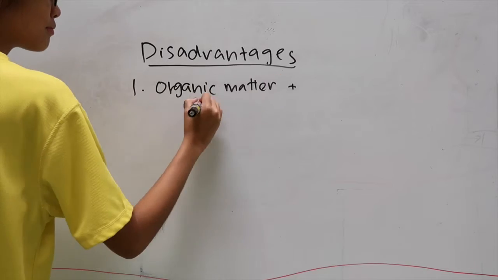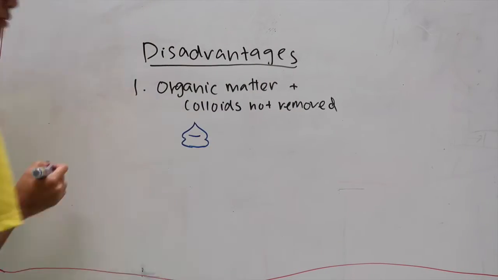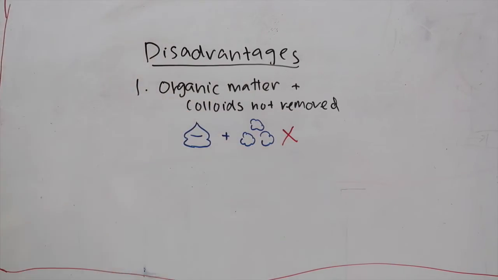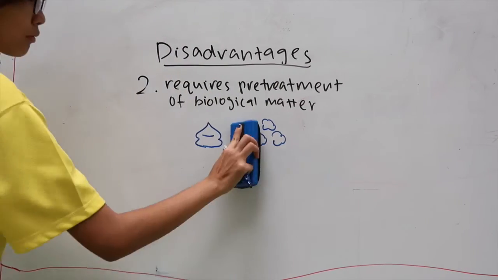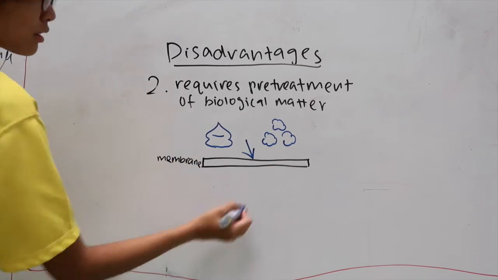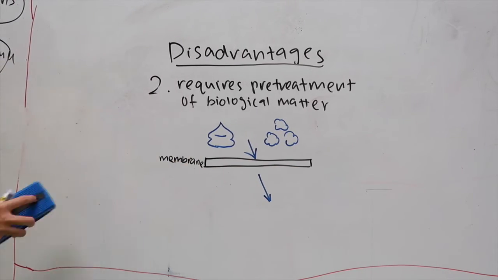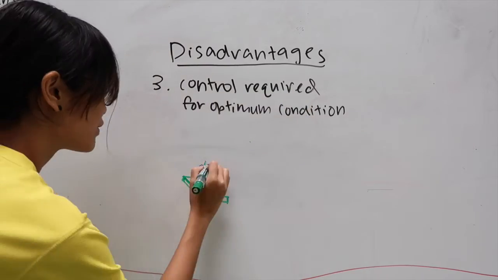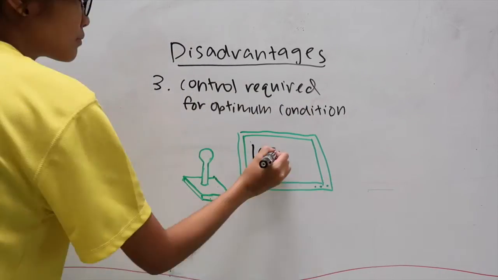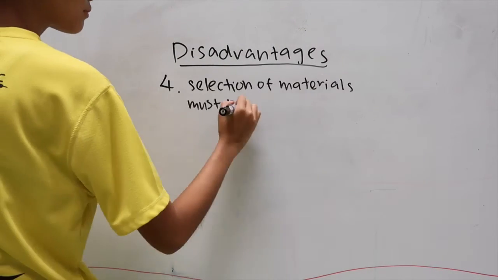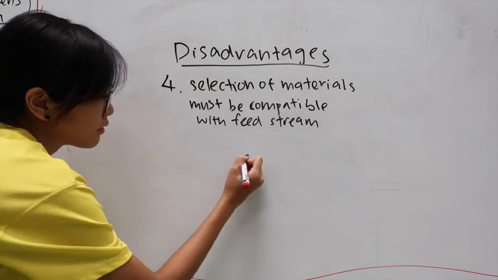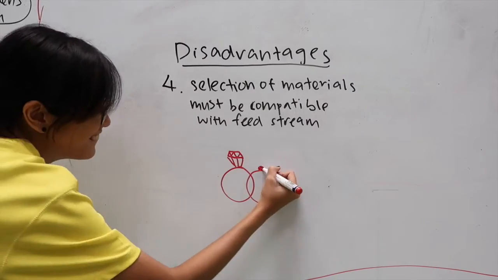Just like people, electrodialysis isn't perfect. Here are some disadvantages to using it. The first disadvantage is that organic matter, colloids, and silicon oxide are not removed. The feed water also requires biological pretreatment to prevent fouling of the membranes. And elaborate controls are also required to maintain optimal conditions. Last but not least, selection of materials for membrane and stack is important to ensure compatibility with the feed.